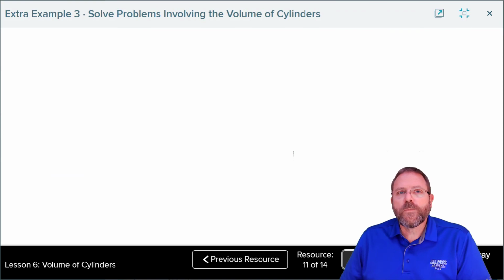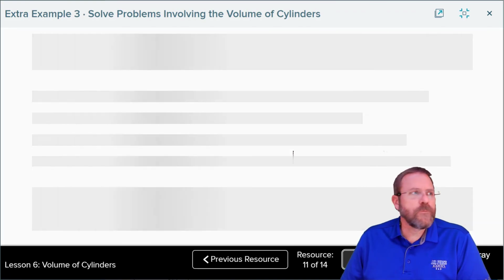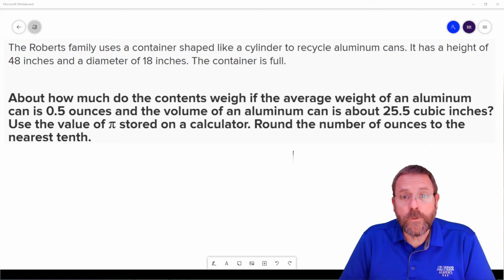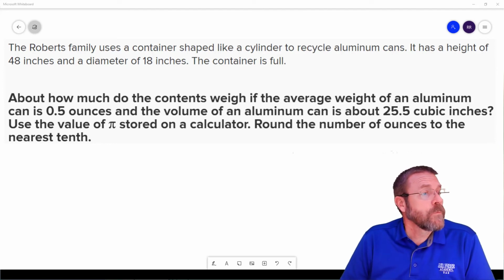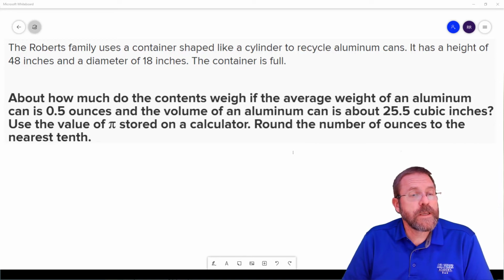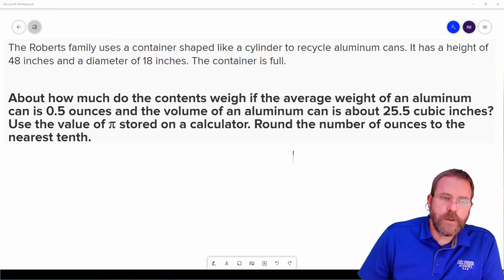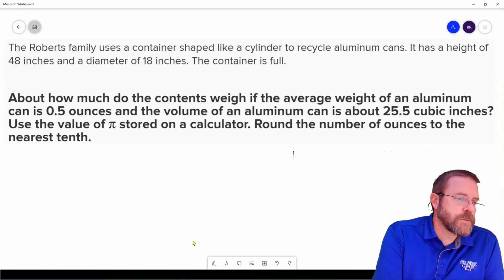This is your last problem to work on this lesson. Pause the video, solve this one on your own. They have set you up for failure with this one, I'm just saying, all right? The Roberts family uses a container shaped like a cylinder to recycle aluminum cans. It has a height of 48 inches, so let's go ahead and start highlighting some important stuff here.